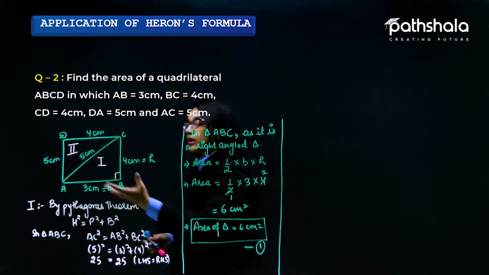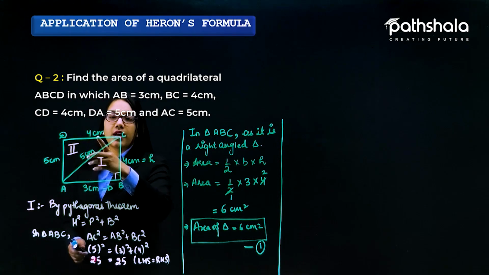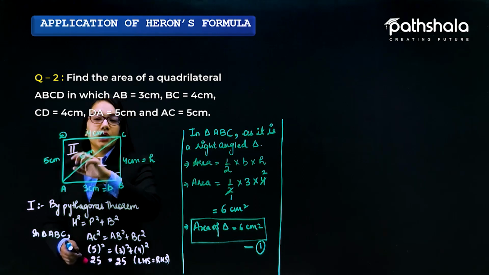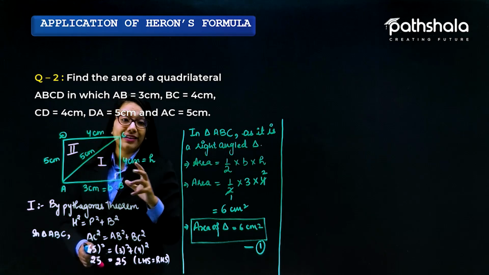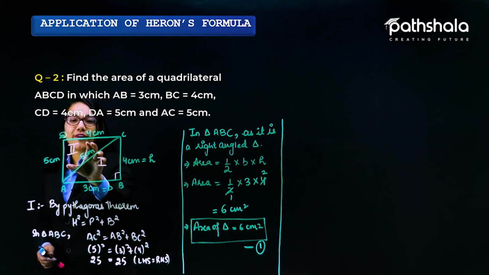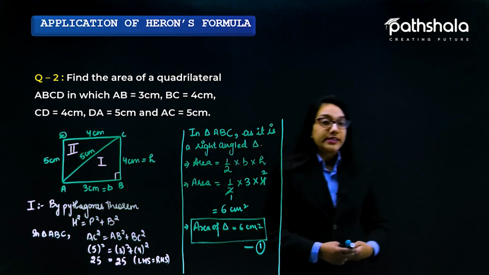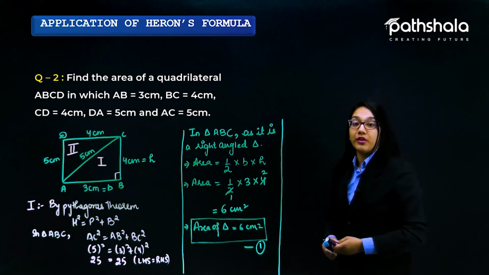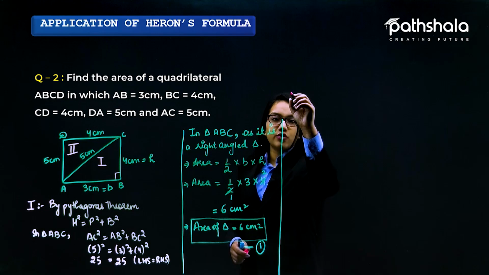As we can see over here, we have this as 5 centimeter, this as 5 centimeter, and this is 4 centimeter. So this is not a Pythagorean triplet, and definitely this is not a right angle triangle, but the first one was. So in order to find the area of this particular triangle, we have to use Heron's formula. So let's use Heron's formula to find the area for the second triangle.